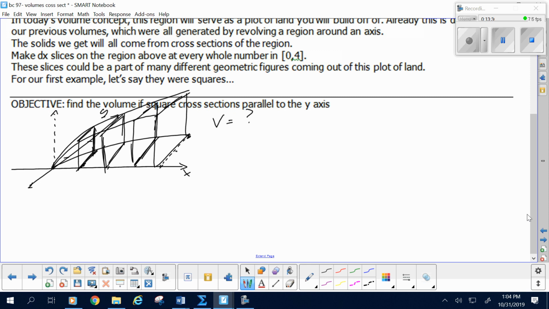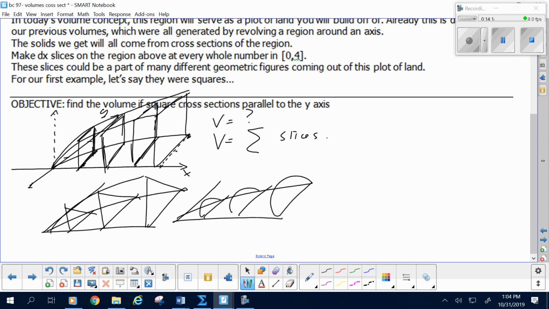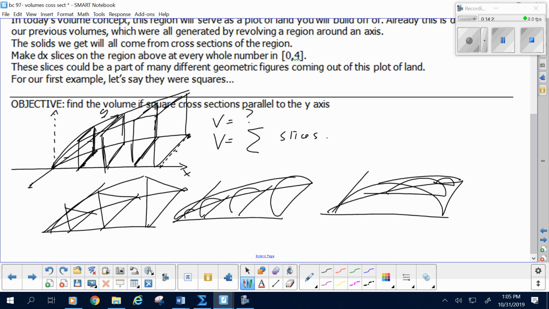Okay? All right. Now, for all of these, all of these problems today are all volume is the sum of many slices. The slices could be lots of different geometric shapes. They could be squares. They could be triangles. They could be semicircles. And they don't even have to be oriented that way. They could be oriented this way. Okay? Now we will do all of those in the next half hour.